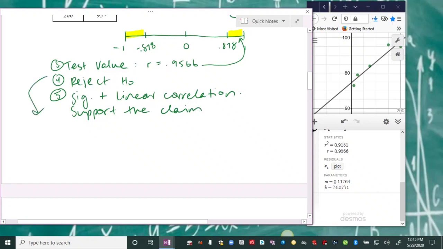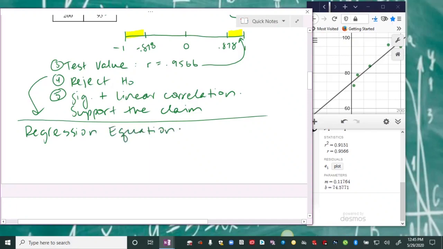Because we rejected, we can go on to the last step, which is to state the regression equation. We only state the regression equation if we rejected. So the regression equation is the one that we put into Desmos, y equals mx plus b. Remember, to get this out of Desmos, we typed in y1 tilde mx1 plus b. So we found the values for m and b.